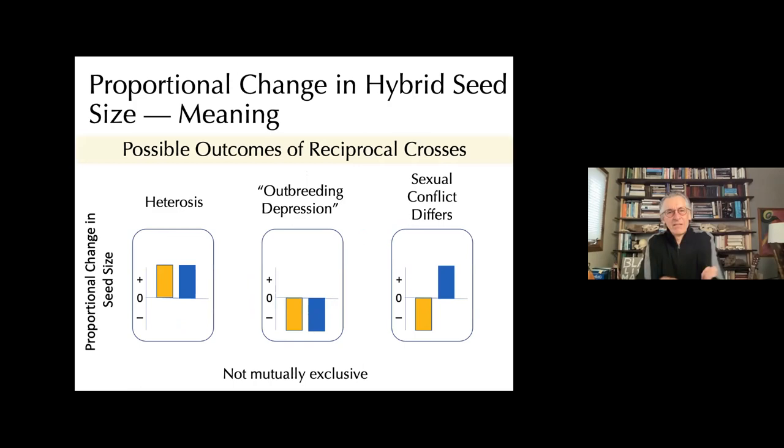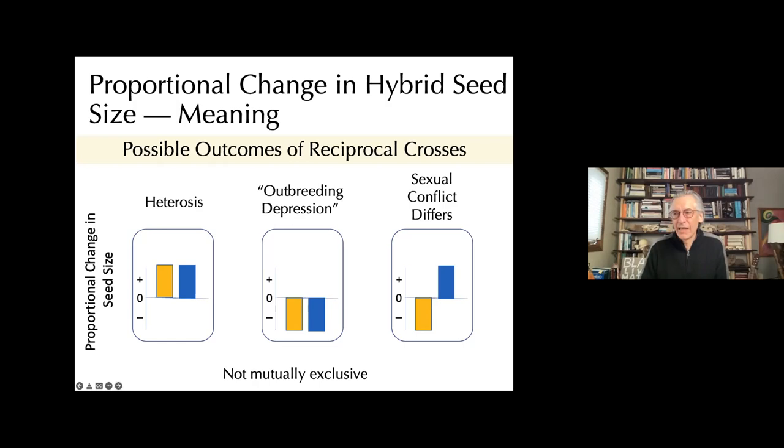Well, abnormal sizes can come from a number of causes. So this could include heterosis, so that is populations that actually have a benefit by crossing with a different population. Maybe both crossing directions will increase in seed size. There could be outbreeding depression of a general sort, a nuclear outbreeding depression, so that both crosses result in a decrease. And it could be the case, as we just talked about, that sexual conflict differs. There's a difference in pulling strength. And in that case, you would find that one direction results in a proportional decrease in seed size compared to normal, and the other direction is an increase.